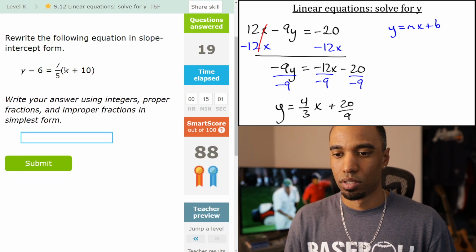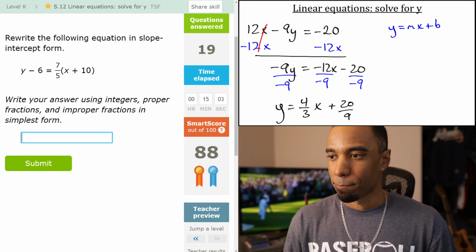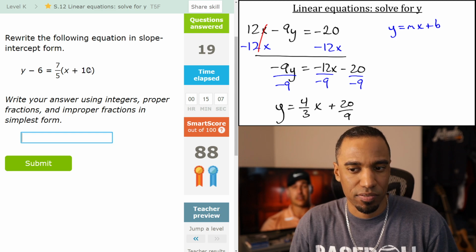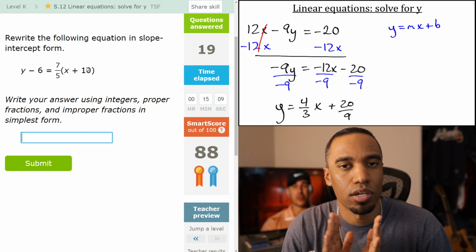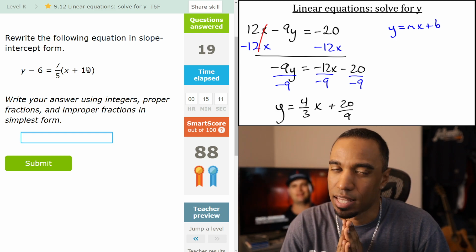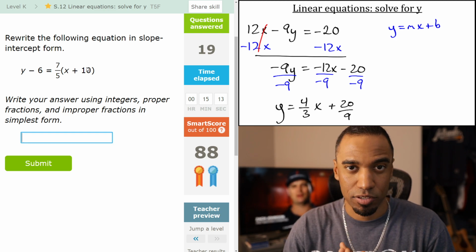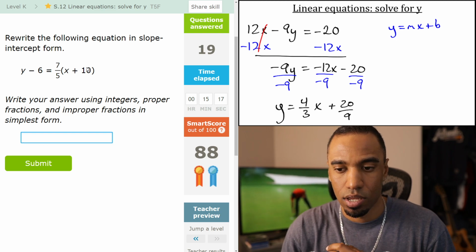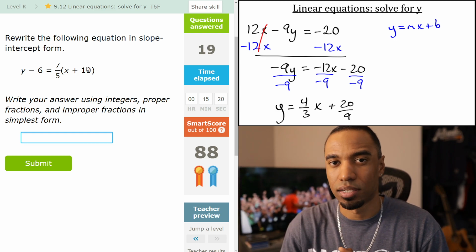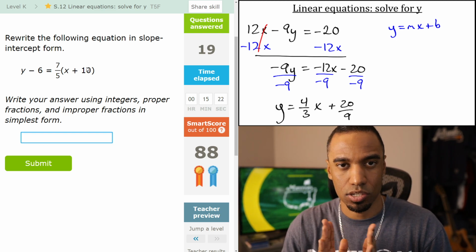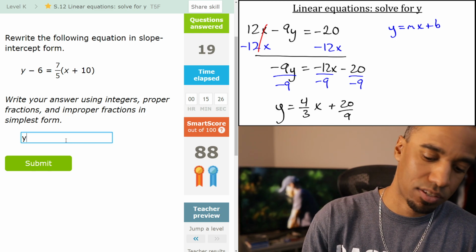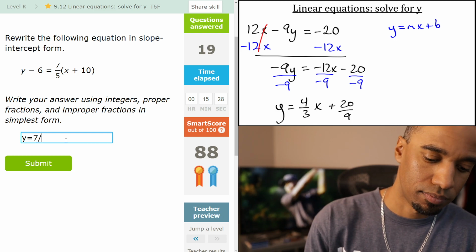Okay. Can we do this one without writing? Let's try it. 7/5 x plus 7/5 of 10. 7/5 of 10. You can do 10 divided by 5 and then take that times 7. 10 divided by 5 is 2. 2 times 7 is 14. All right, 14. So I have 7/5 x plus 14 on the right side. I'm going to add 6 over. With 14, I'll get 20. So I'll get y equals 7/5 x plus 20.